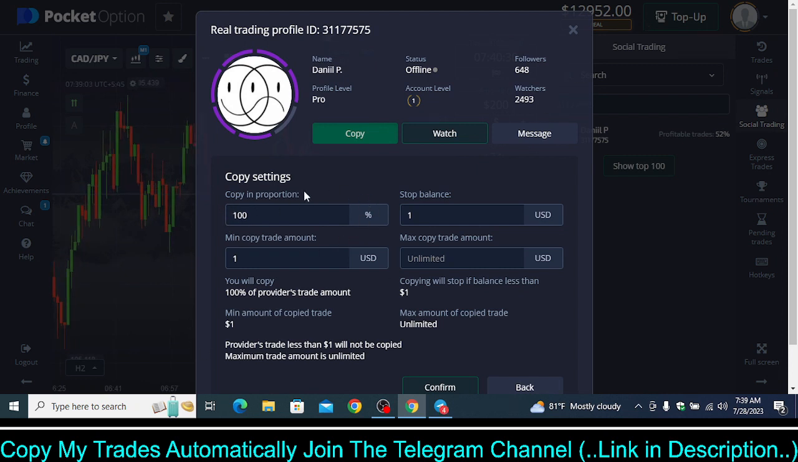Now this is the important thing, copy in proportion. If you want to make $200 per trade, then just make it 100%. And if you want to make $100 per trade, just make it 50%, and you will start to copy $100 per trade. If I make $200 per trade, you will copy $100 per trade. And let's say your account is very small and you only want to make $2 per trade, then just make it 1%. So if I make $200 per trade, you will make $2 per trade. In this way, you can do this copy trading setting. And once everything is done, just click on confirm and you will start to copy my trades automatically in your account.